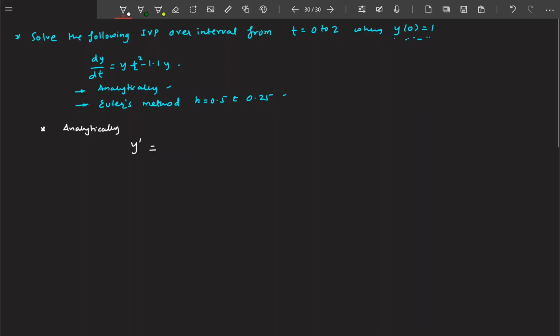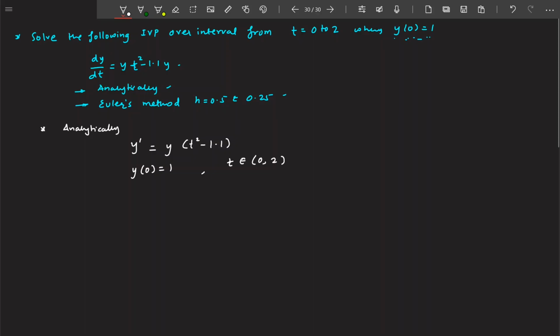So this is going to be y dash is equal to y t square minus 1.1. This is what they have given, and they have given us the initial condition and the domain. Mathematically, you should write it like this: t belongs to the domain 0 to 2. Okay, so let us solve this differential equation analytically.